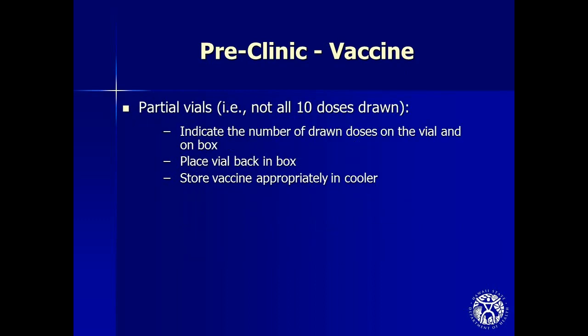There may be times when not all 10 doses are needed from a vial. The leftover vaccine is referred to as a partial vial. When this occurs, indicate the number of drawn doses on the vial and on the box. Then place the vial back in the box, and store appropriately in the cooler.